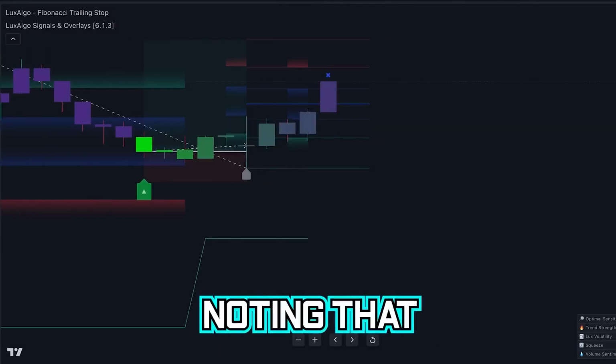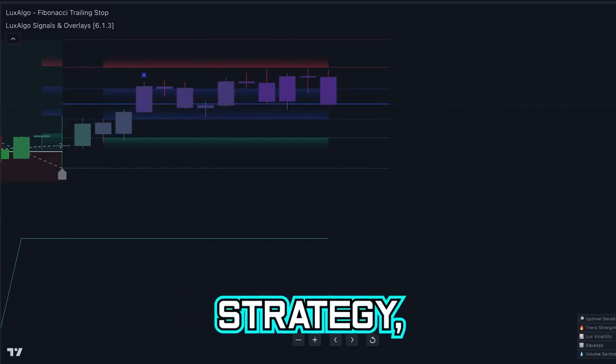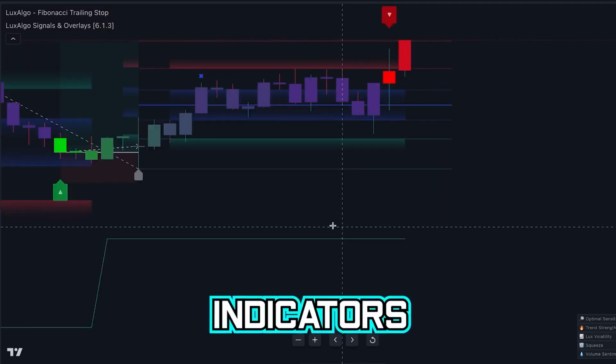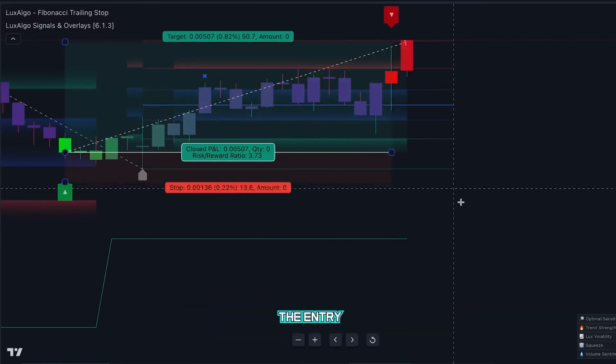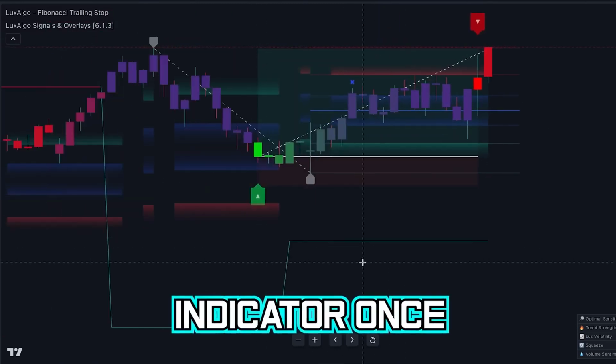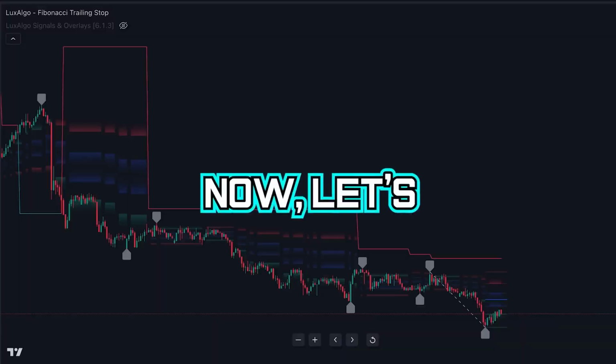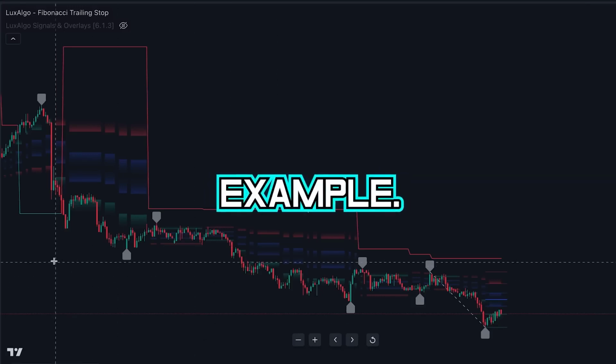It's worth noting that this is a set and forget strategy, which means once we've used these indicators to find an entry, we won't be adjusting the entry based on changes in the indicator once it's active. Now, let's consider another example.